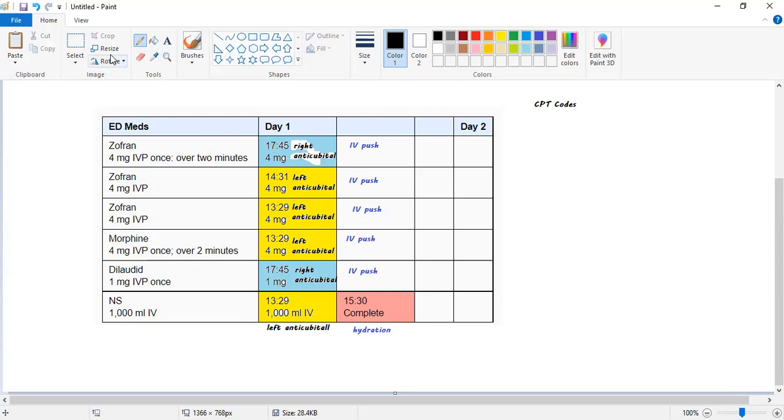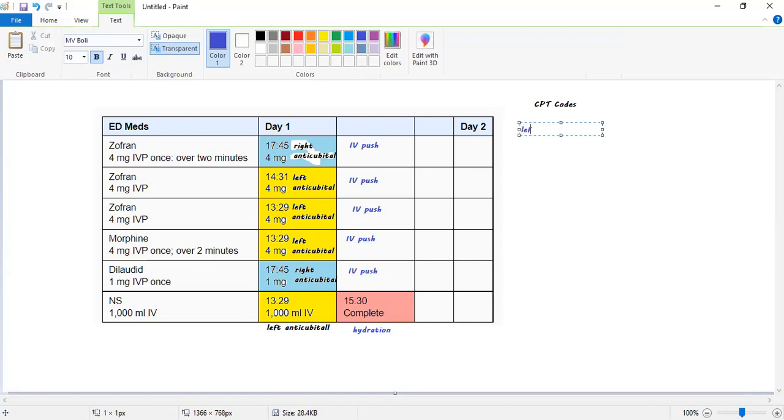So first I would like to code the left side CPT. I'm just taking this color, right? So I'm only coding the CPT for the left side. This is IV push, this is IV push, this is IV push, and this is IV push, right? All the yellow you are seeing is of the left side. So first we are coding the yellow ones, right? We have IV push and we have hydration.